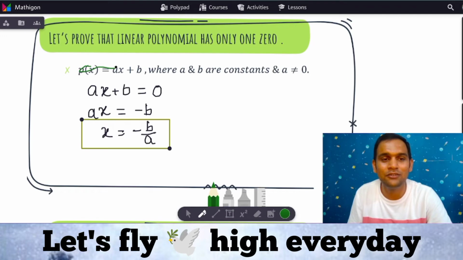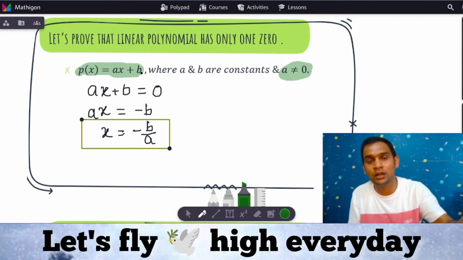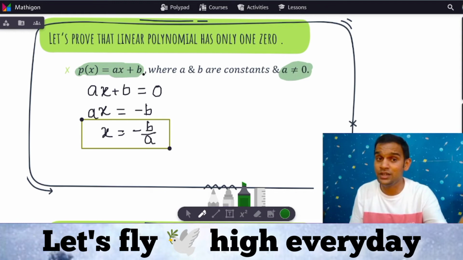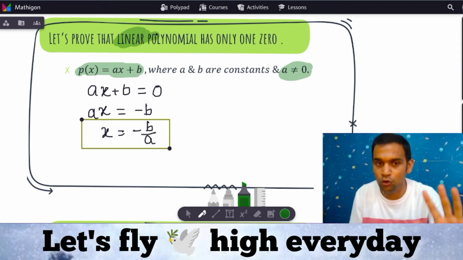So what is the standard form of a linear polynomial? It is written as p of x equals ax plus b, where a and b are constants, and obviously a is not equal to 0. What is the reason? If a is 0, what are we left with? b, and b is a constant, so it becomes a constant polynomial, not a linear polynomial. I hope that makes sense.